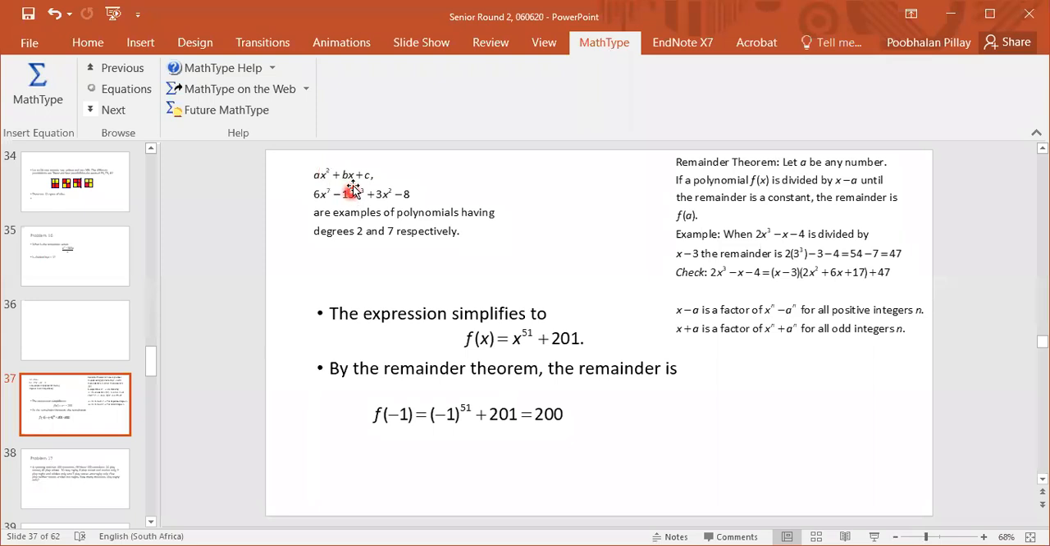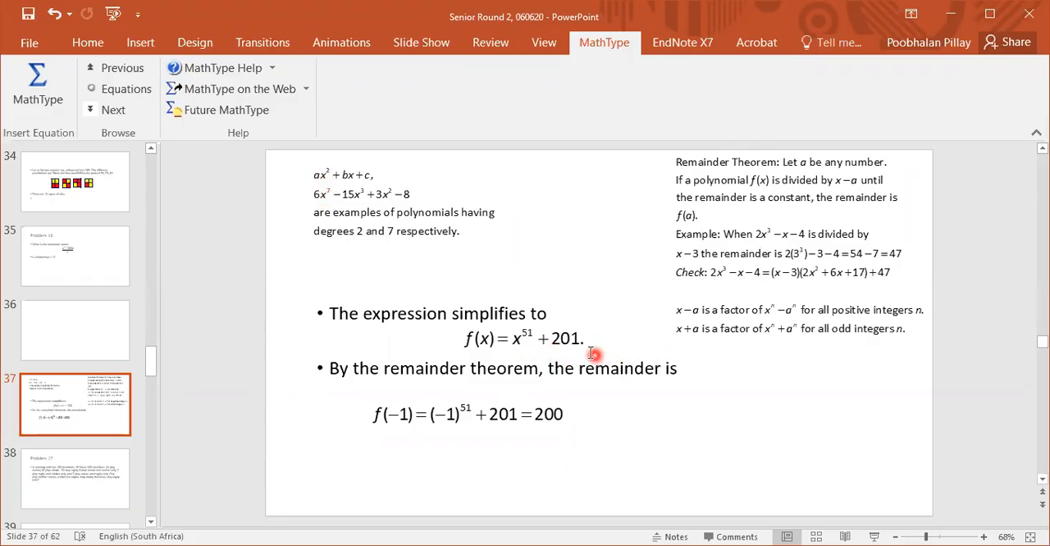But those are the only ones you call quadratic or cubic. The other ones you don't give any names to. Like this one here, you will say it's a polynomial, but you will say it's got degree 7. The highest exponent is called the degree. So this thing here has got degree 2, and this has got degree 7.